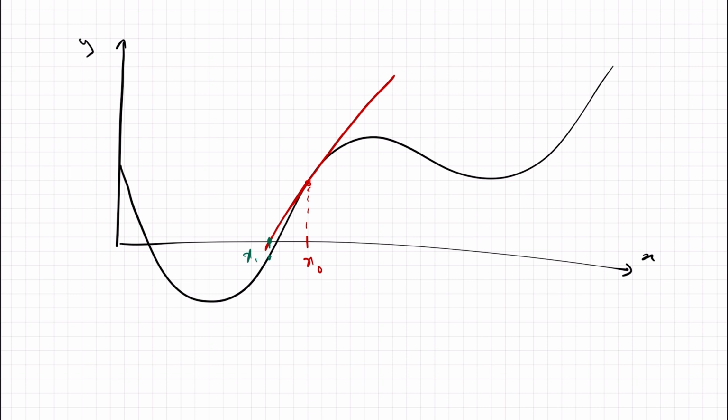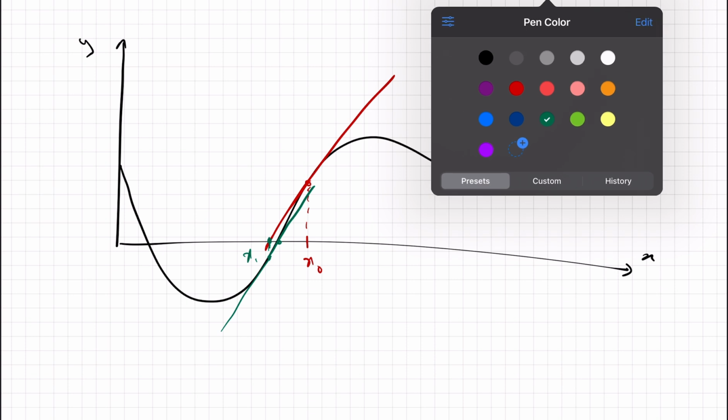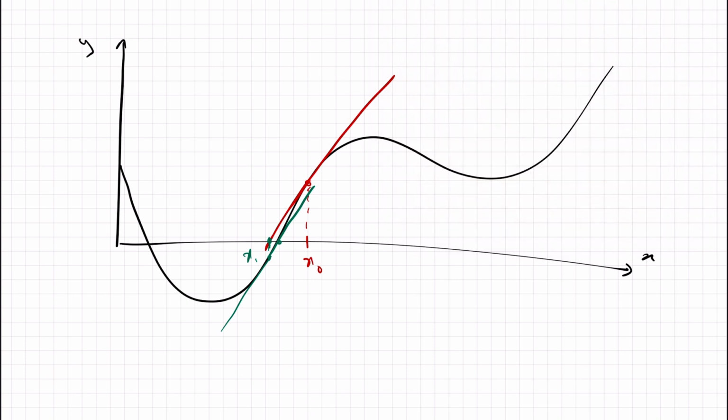Then we do it again. We go to the point on the curve at that x coordinate, and we create another tangent line. And you can see here, this second tangent line has taken us much closer to this root, and we can call this x2 and just keep repeating that until we get as close as we want to the root, which is somewhere over here.